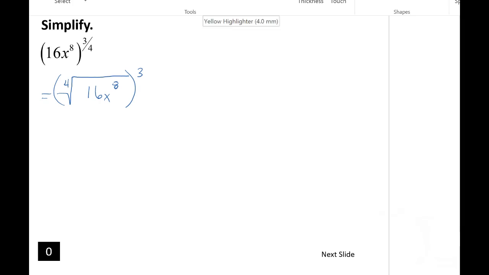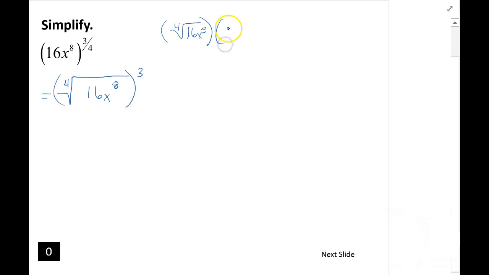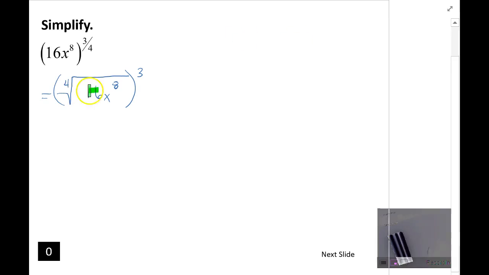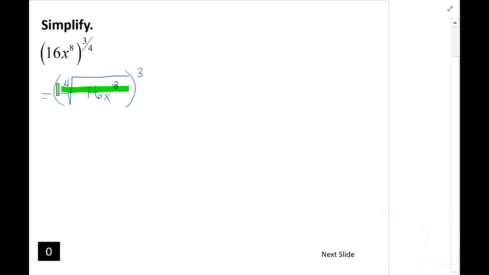Okay, so what I could do is write this out 3 times because it's cubed, right? I could write 16x to the 8th, and I could write that 1, 2, 3 times. Okay, and then I could simplify each one of those. But why do that when I can just simply first focus on the inside of the parentheses, simplify that, and then after I'm done simplifying, use this cube power. Okay, so let's do that.